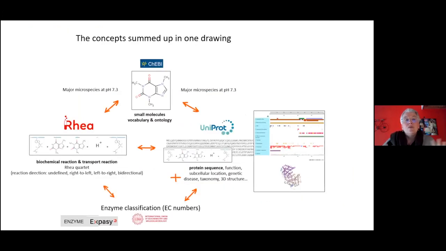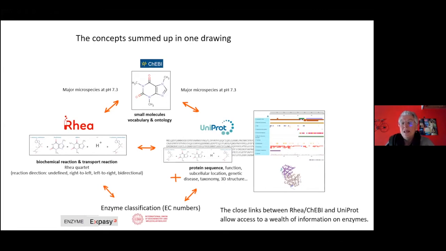As an overview, it's just to try to sum up what Anne said in the first part. All small molecules participating in an enzyme reaction are now named according to the vocabulary and ontology found in ChEBI. And as Anne mentioned, we use in Rhea and UniProt only the major microspecies at pH 7.3. So the Rhea reaction, the biochemical reaction, and the transport reaction are now integrated into UniProt together with the enzyme classification, the EC number. Thanks to this integration, you now have access to the biochemical reaction, the protein sequence, and other information such as the subcellular location, genetic disease, taxonomy, and 3D structure related to the enzyme. The close links between Rhea, ChEBI, and UniProt allow access to a wealth of information on each enzyme.